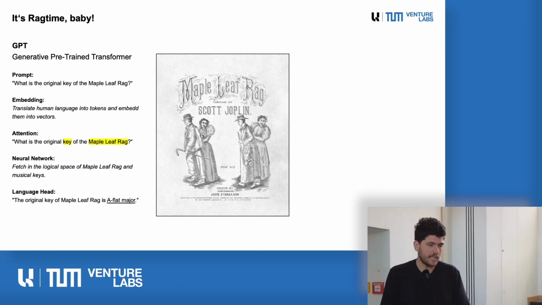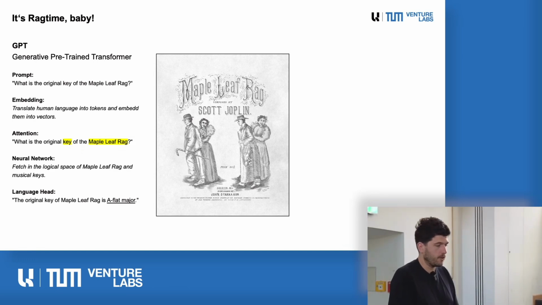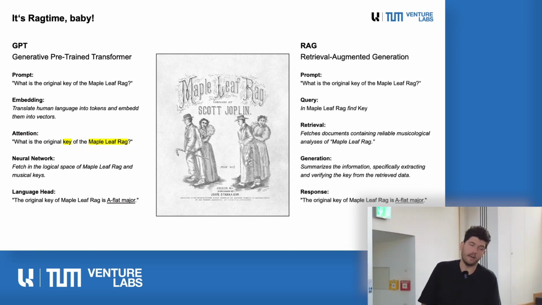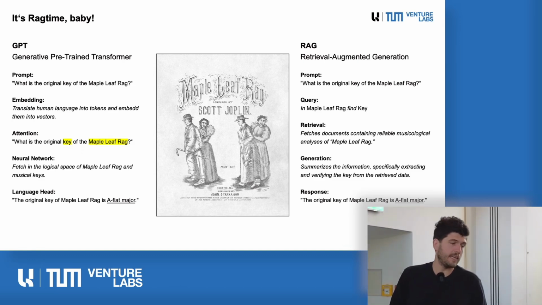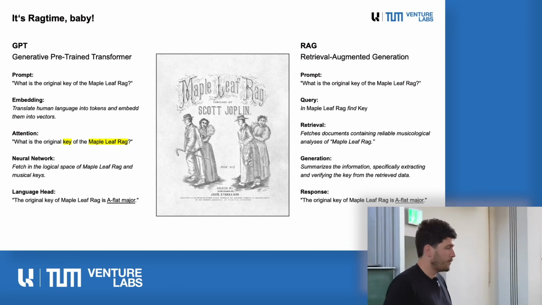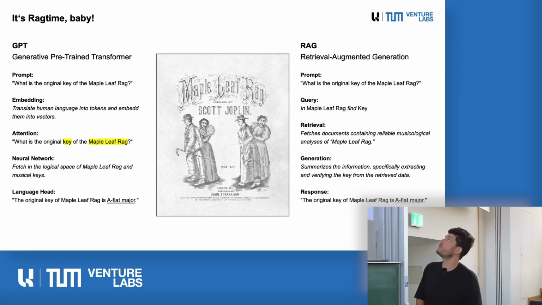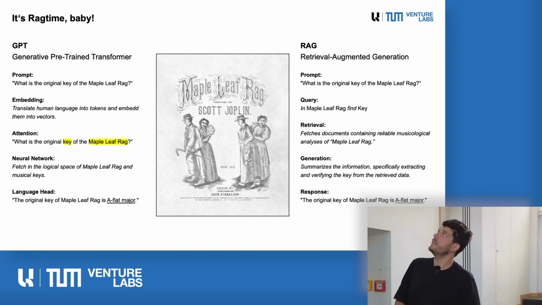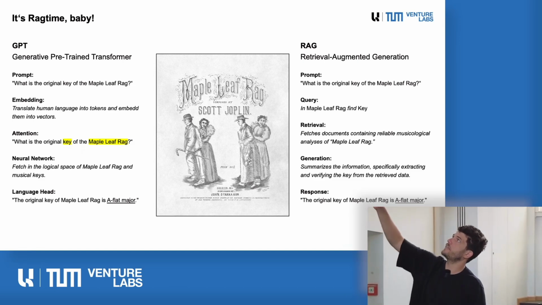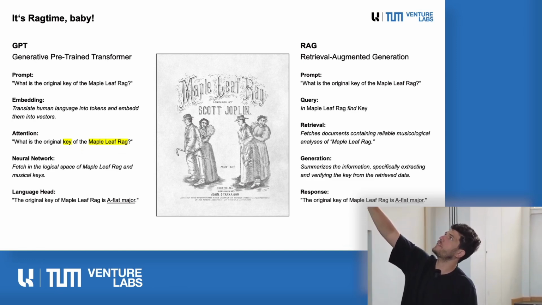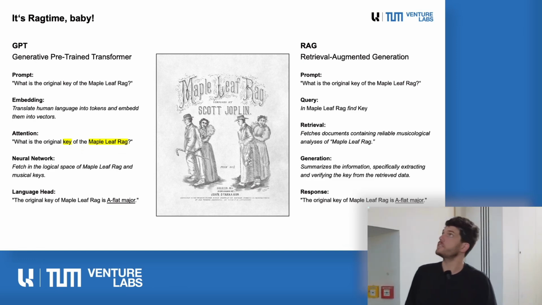So there is a new technology which is called RAG, retrieval augmented generation. And this works a little bit differently. There we would say the prompt is still, what is the original key of the Maple Leaf Rag? But from that, it first creates a query. So it says, okay, in the Maple Leaf Rag, find the key. So the embedding space looks a little bit different.